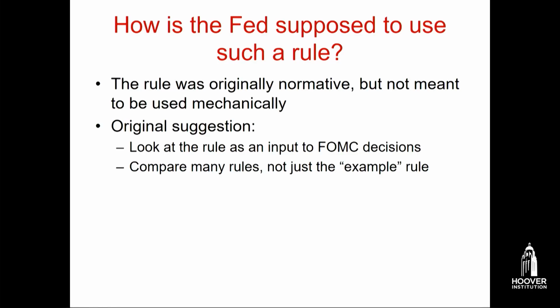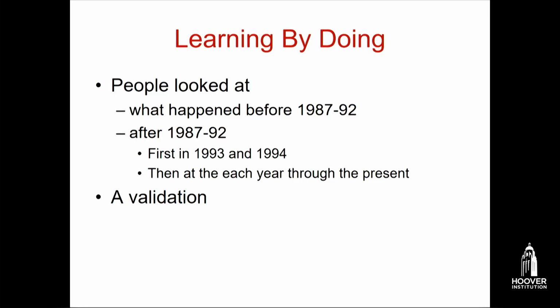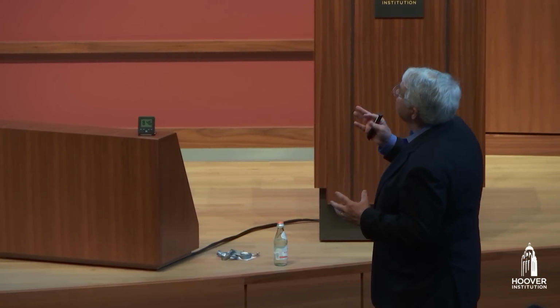The FOMC looks at a rule, other central banks look at rules, and they may look at other ones too, not just the example that I'm showing you right here. So that's rules-based monetary policy. The interest in this idea accelerated a lot over time. It actually diminished, and I think it's coming back again, but accelerated a lot because people began to look at not just this 87 to 92 period that I showed you, but before then and after then.